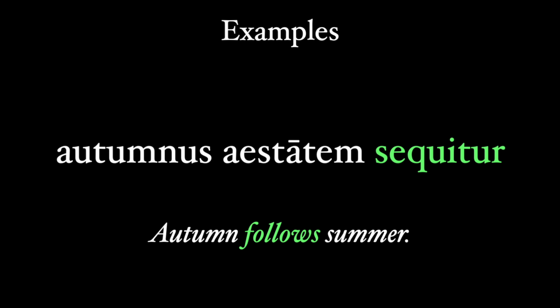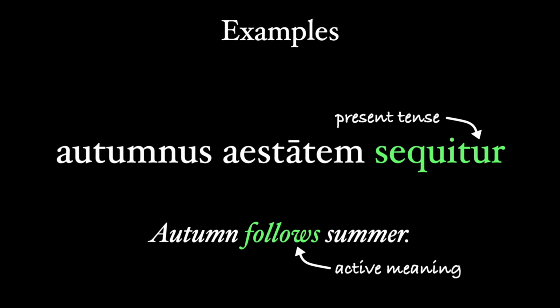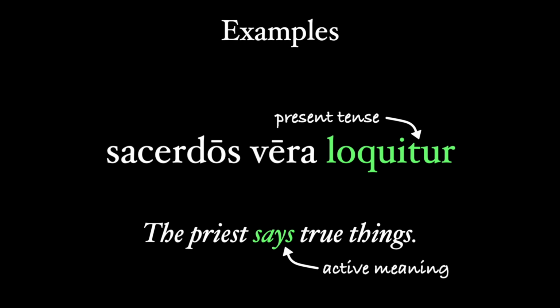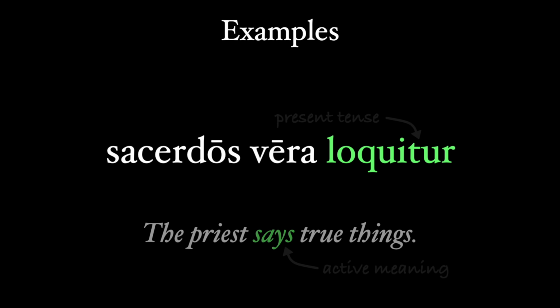So let's run through some examples with these verbs in different tenses. In talking about seasons, we could say, autumnus aestatem sequitur. Autumn follows summer. And our deponent verb sequitur has an active meaning, follows. Sacerdos vera loquitur. The priest says true things. Loquitur is a present tense deponent verb, so we want to be sure to translate it actively, speaks or says.